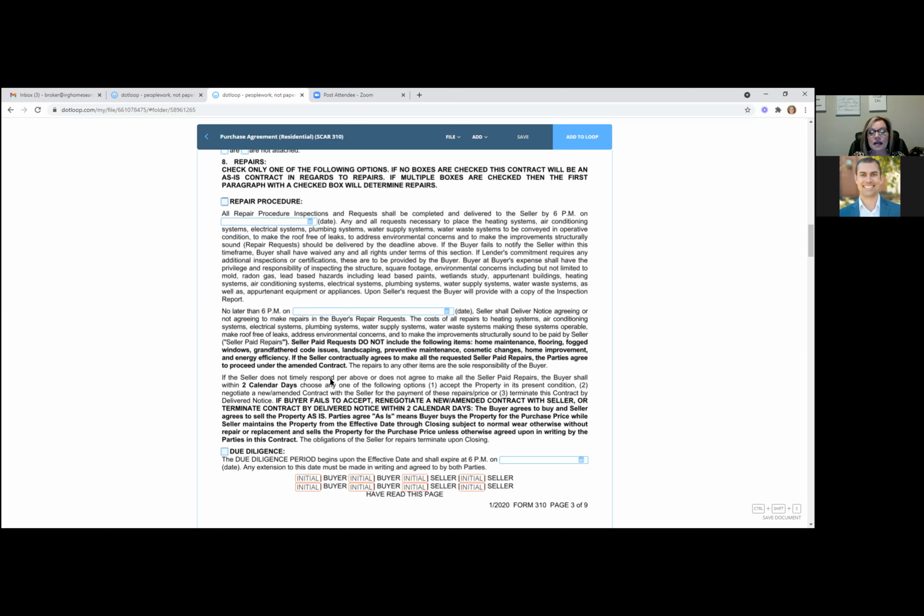If the seller does not timely respond per above or does not agree to make all the seller paid repairs, the buyer shall within 2 calendar days choose any one of the following options: accept the property in its present condition, negotiate a new or amended contract with the seller for the payment of the repairs.